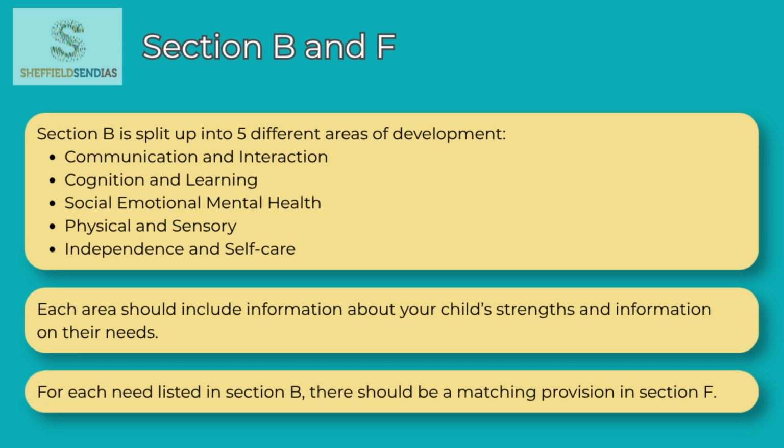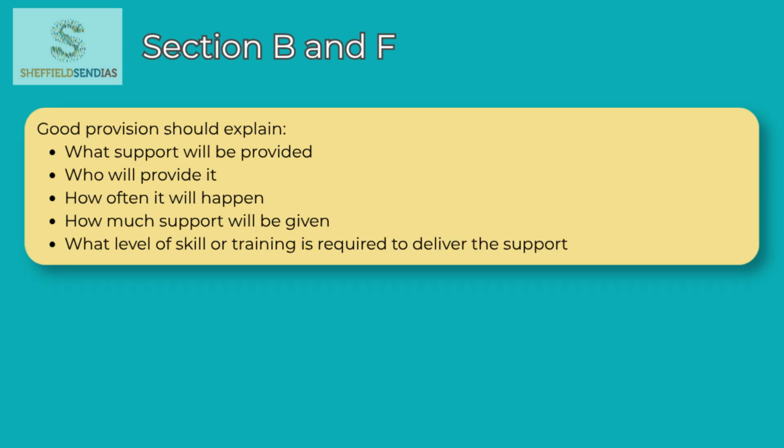For each need that is listed in Section B, there should be a matching provision set out in Section F. This means the type of support which will be in place to help meet that specific need. Good provision should explain what support will be provided, who will provide it, how often it will happen, how much support will be given, and what level of skill or training the person providing that support needs.